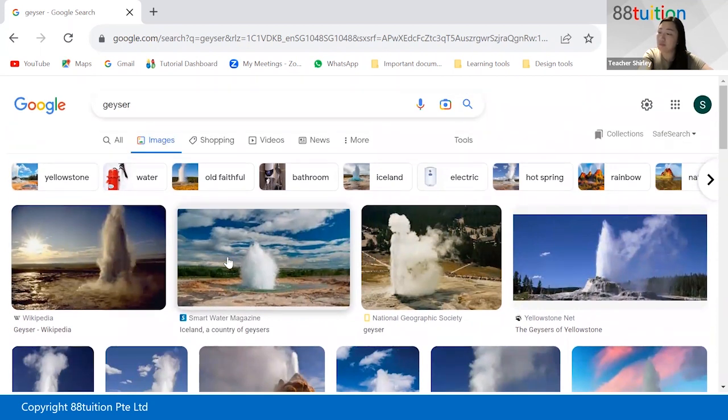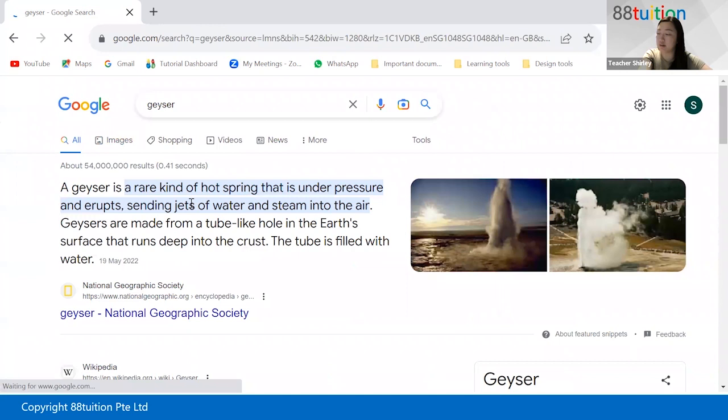So basically, deep within the earth there is a tube-like hole that runs deep into the crust. And of course, it's really hot. So this is a source of heat. It's a natural source of heat. Why is it natural? Because it comes from nature.